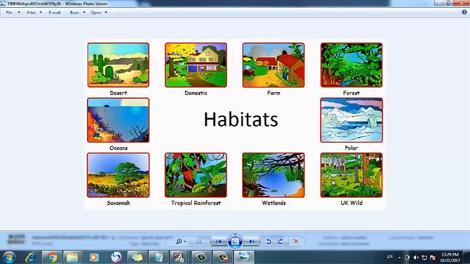Those are the different habitats which we have. Desert, domestic, which we live in. Domestic is our habitat, and sometimes dogs and cats. Farm, forest, polar habitat. UK wild is the forest habitat. Wetland, which is the pond habitat. Tropical rainforest, savanna, which is a kind of forest, and oceans.